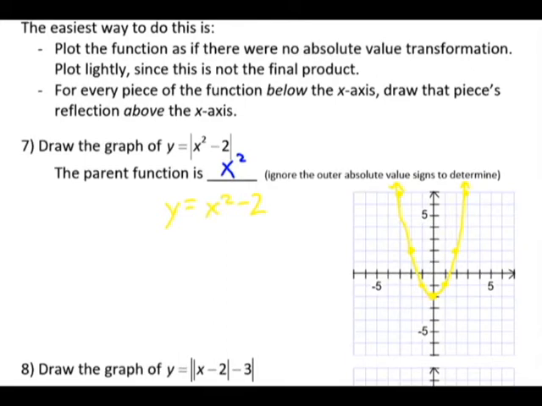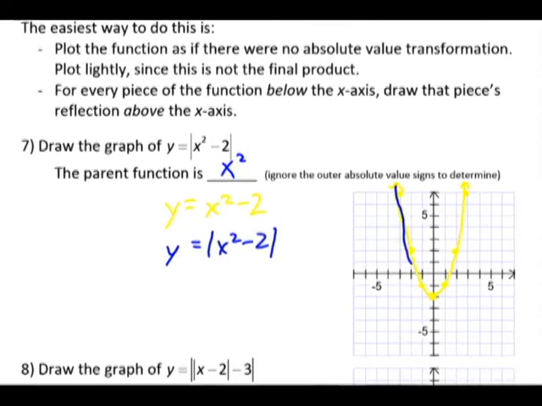Now, to get the final product, everything above the x-axis is going to stay. Everything below the x-axis is going to flip to be positive. This negative 2 is going to flip to positive 2. This negative 1 flips to positive 1. And we connect with the same curve, only above the line.